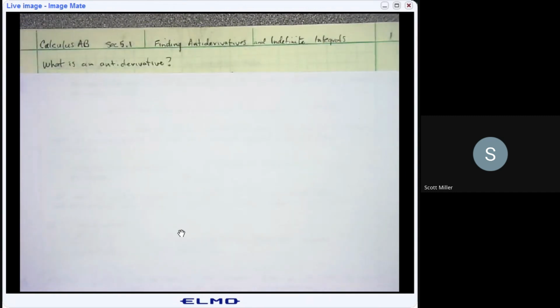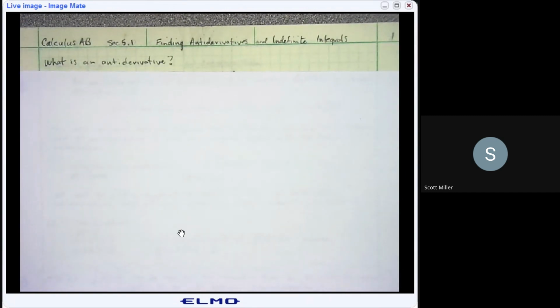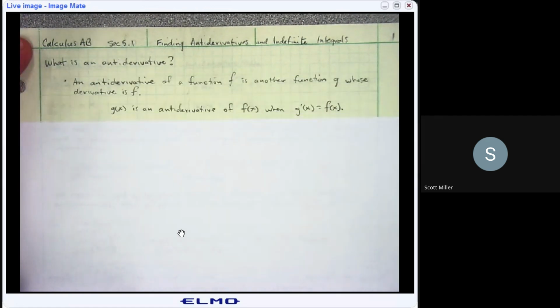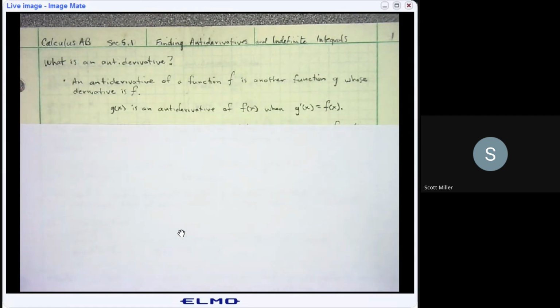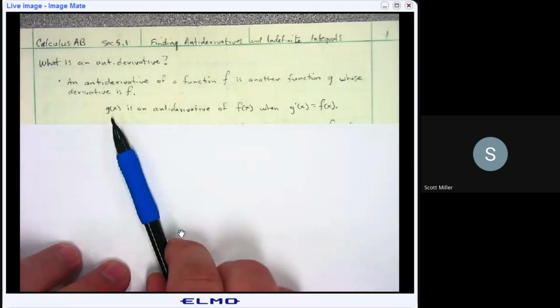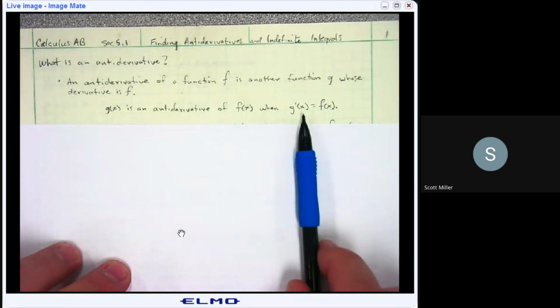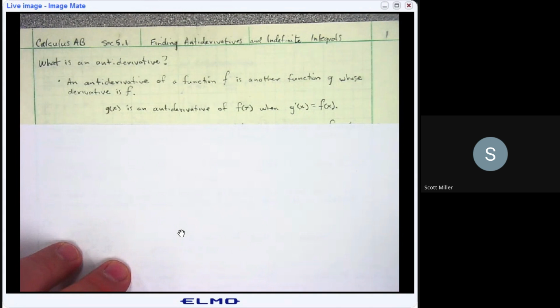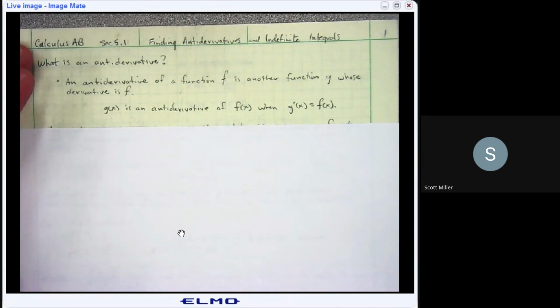Okay, so we're going to be looking at antiderivatives and indefinite integrals. So what is an antiderivative? An antiderivative of a function f is another function g whose derivative is f. G is an antiderivative of f when g prime is equal to f. So we're going to be going backwards now.